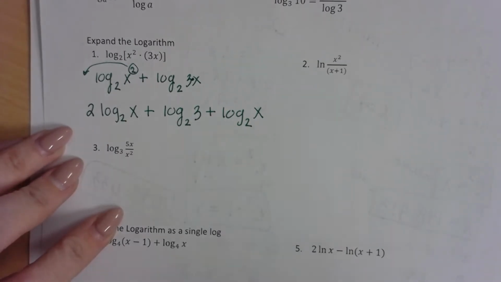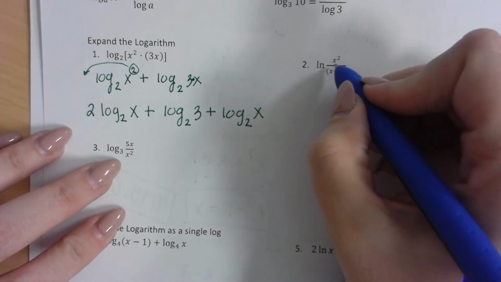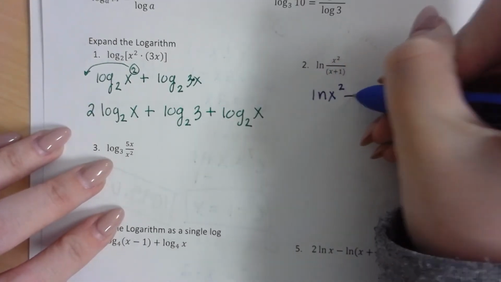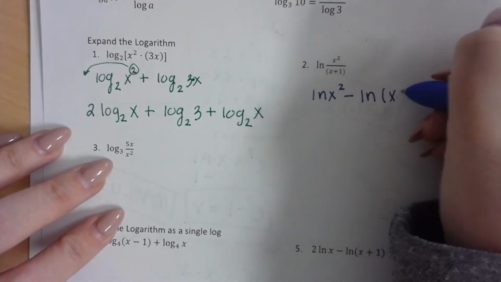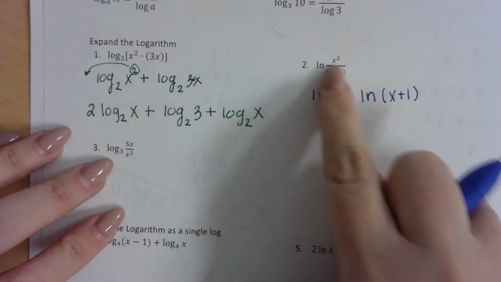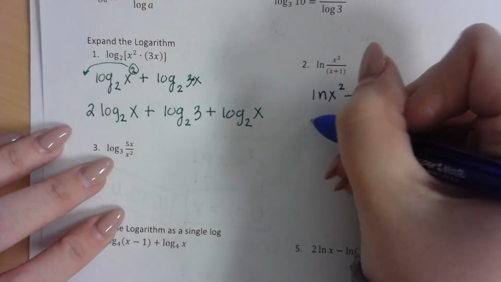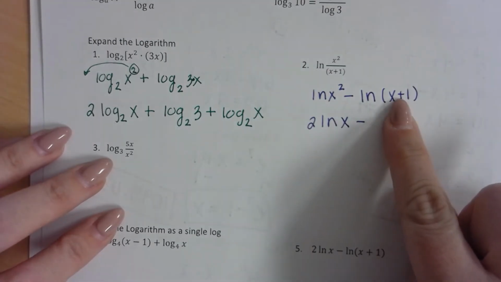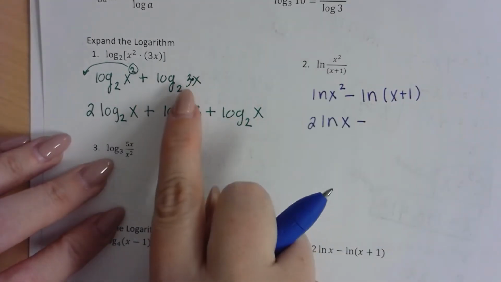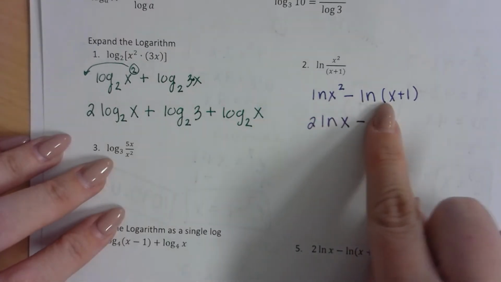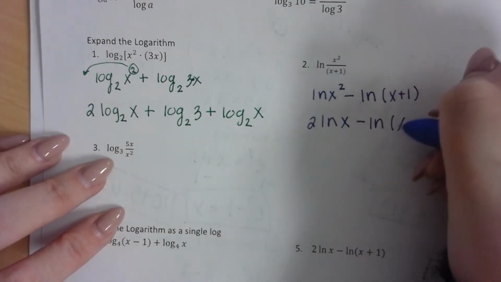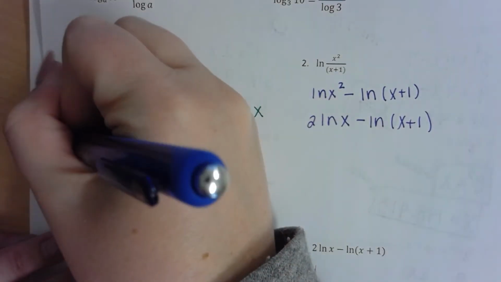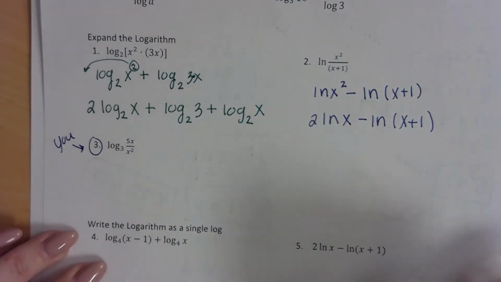Okay, and the next problem, we have division, and when we have division, we write it with subtraction. So we have ln x squared minus ln of x plus 1. Division, subtraction. Then the exponent can move to the front. Now be careful, this is addition, so we cannot expand addition. We can expand multiplication with addition, but we can't expand addition, so there's nothing else we could do with the x plus 1.